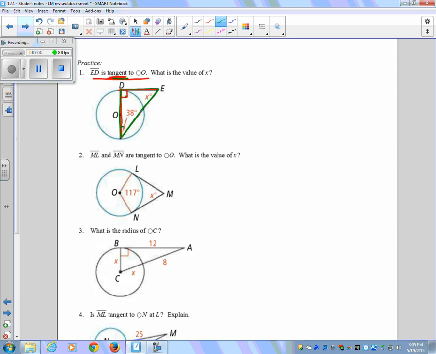And we know this is 38 degrees. So we're looking for the missing angle. We know that 90 degrees is the right angle, plus 38 degrees, plus the x has to all add up to 180 because of the triangle sum theorem. So when we add this up, we get 128 plus x equals 180. We solve for x by subtracting 128 from both sides, and we get x equals 52 degrees.